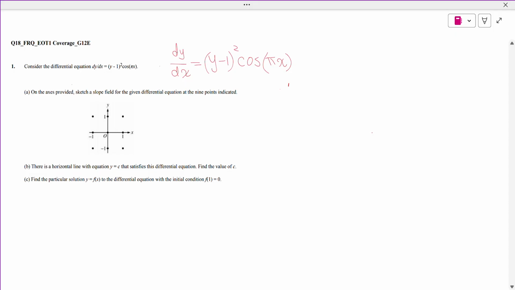So I'm going to create a table. Here I'm going to select x, y, and then I will be finding dy over dx. So we have 9 points, so we have to test these 9 points. Starting from the first point in the first row, x is minus 1 and y is 1. You plug in these numbers, x and y, into dy over dx, you are going to get 0 for the derivative, which is the slope of the tangent line.